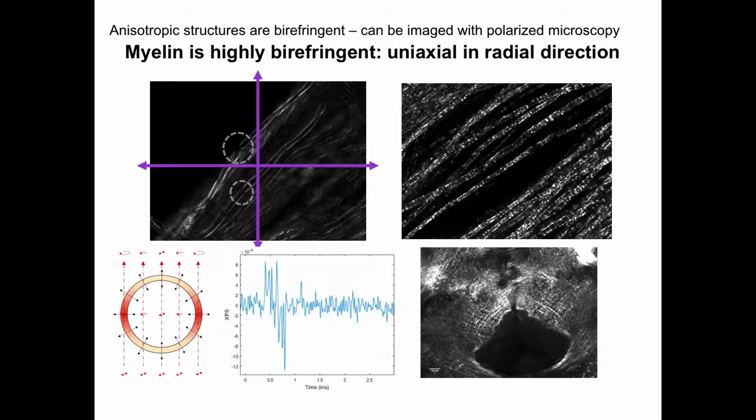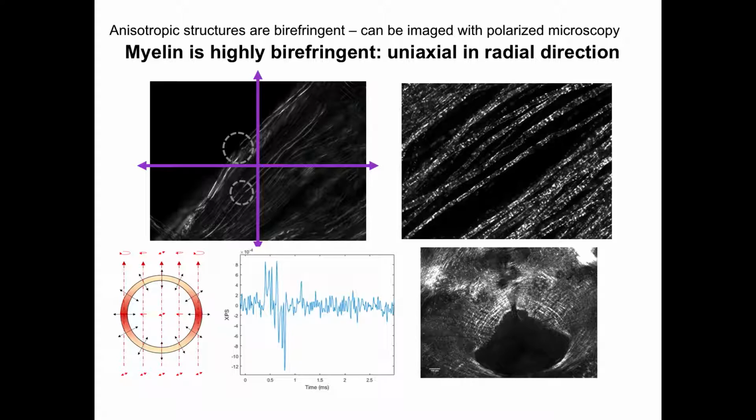So what we have here is, the purple lines show you the directions of the optical polarizers in this microscope. We just basically removed the Dvorsky prisms from a DIC microscope, and we imaged individual axons from the sciatic nerve of a mouse. And you can see circled in the gray circles some examples of nodes of Ranvier, and these lines that you see are the myelin. So this is a highly anisotropic tissue, highly anisotropic structure.